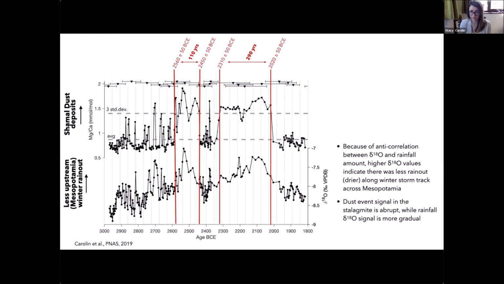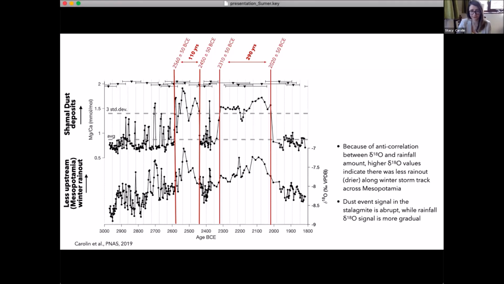And because of that anti-correlation, we're interpreting the more positive values as indicating less upstream Mesopotamia winter rainout. So with regards to the amount of water available in Mesopotamia, if you're having less rainfall in a given year, then there's less water flow in your rivers and possibly as well less rainfall making it into the Taurus Mountains and providing the water for both the Euphrates and the Tigris River. And those periods seem to correspond with periods where we have more dust events.